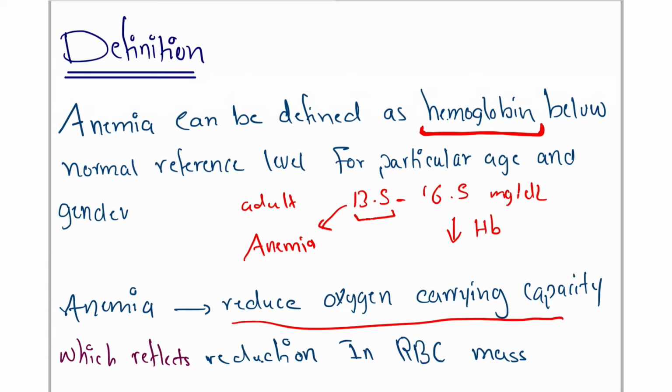لذلك نقدر نعرف الأنيميا بصورة ثانية. It could be defined as reduction in oxygen carrying capacity which reflects reduction in RBC mass.